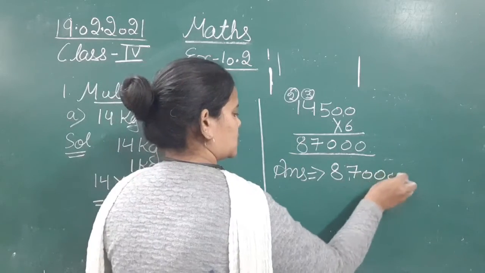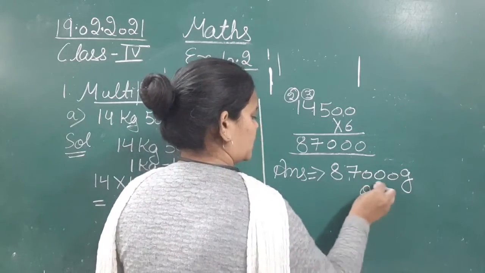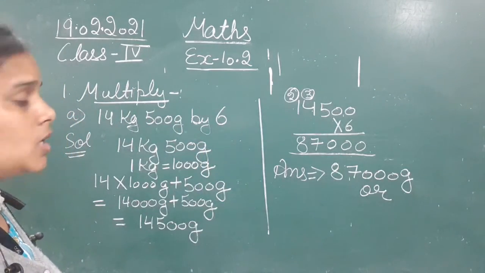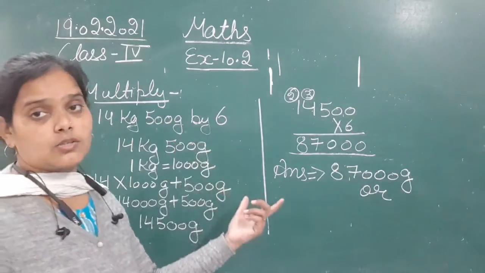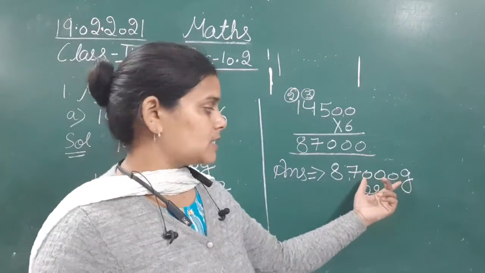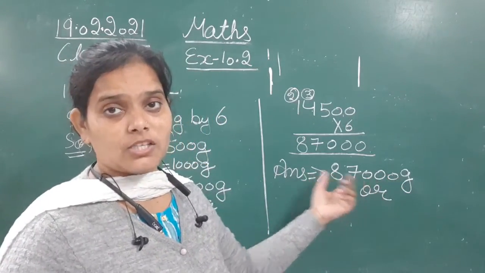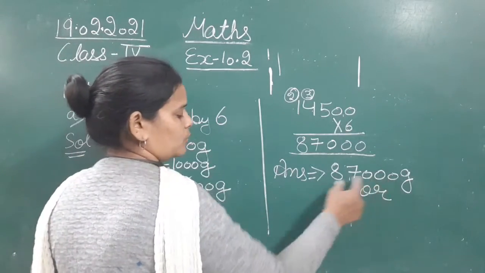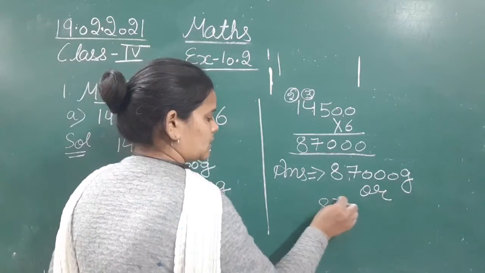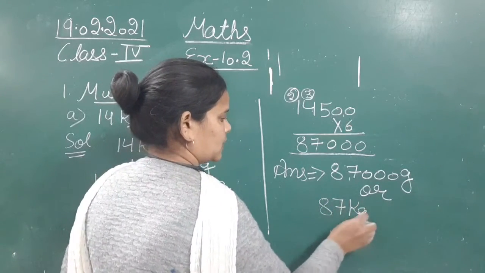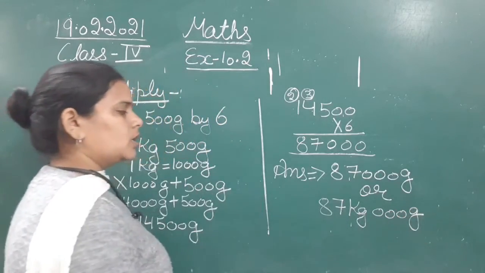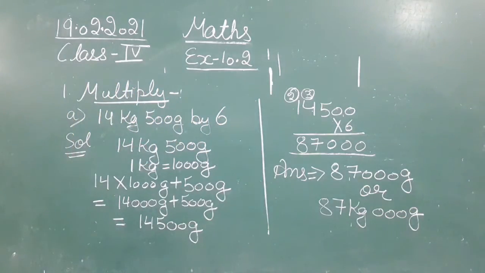80,000 grams. Or if you want to write it in kg and grams, just take the last 3 digits. Grams have 3 digits, so the last 3 digits will be the gram and the rest that remain ahead will be kg. So the last 3 digits are 0, and the answer is 87 kg. So we will write it as 87 kg.